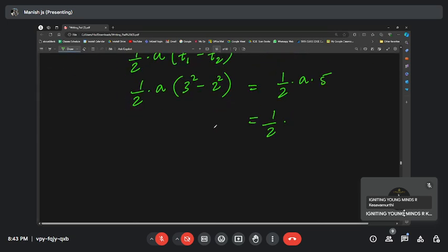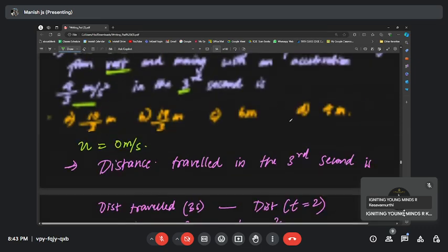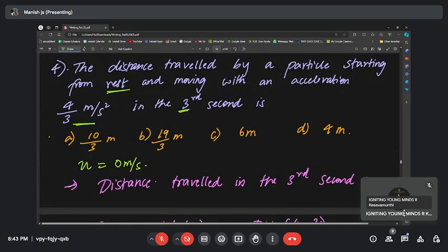So substituting the value of 4 by 3 and 5, you get the answer: 2 5s are 10, so you will get 10 upon 3 meters. In decimals, if they are giving, it would be 3.33 recurring. So the answer is 10 by 3, and that is option A. That's right, what you said is right.